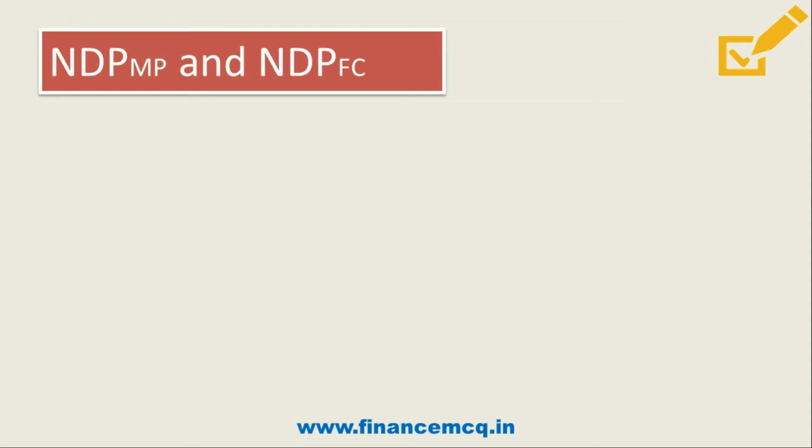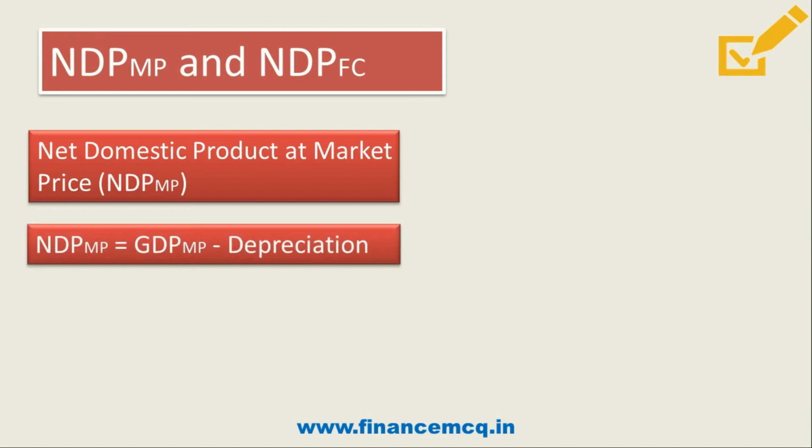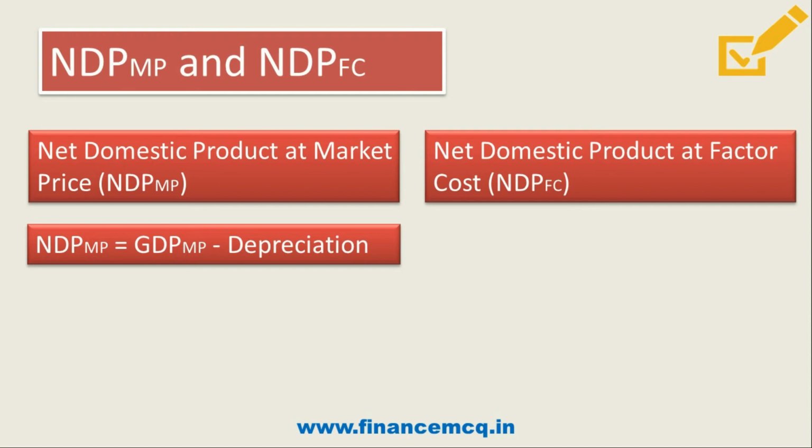And friends, now let's talk about NDP at market price and NDP at factor cost. NDP stands for net domestic product at market price, and it is calculated as GDP minus depreciation. If you subtract depreciation from the gross value, we will get the net value. In the same concept, if we subtract depreciation from GDP at market price, we will get net domestic product at market price.